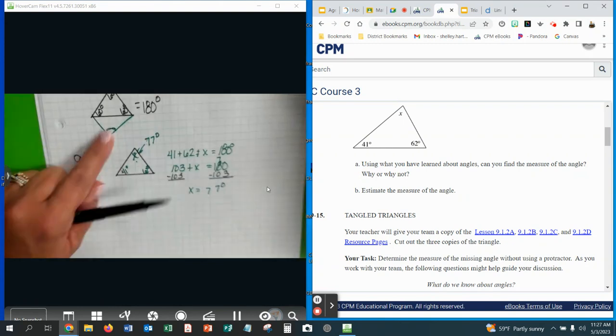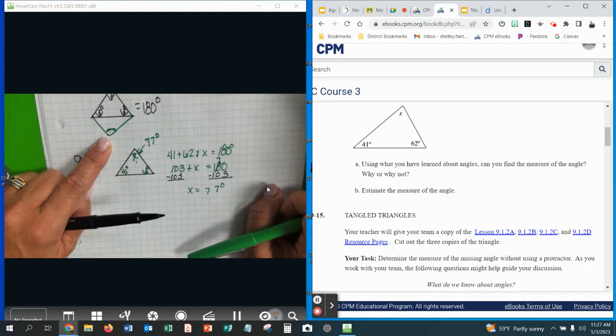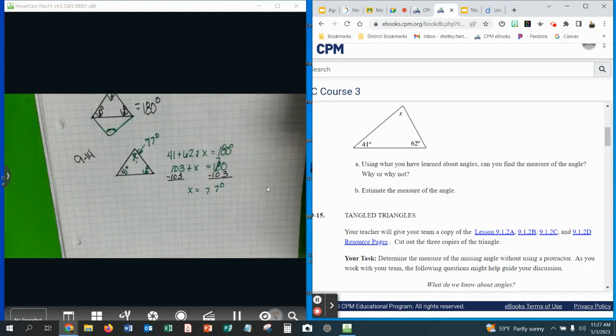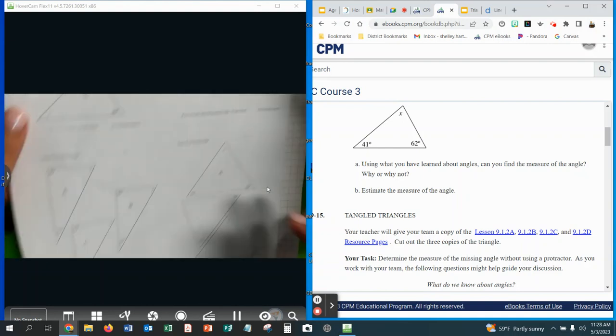We'd be missing that right there. It would now make a parallelogram. All right, ready? Going to the next thing.